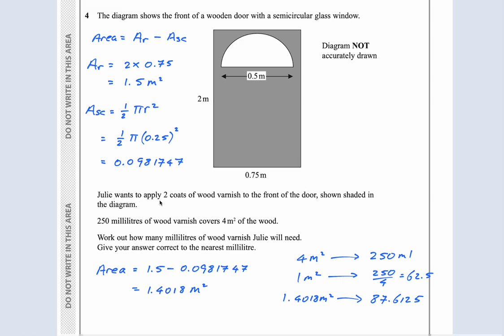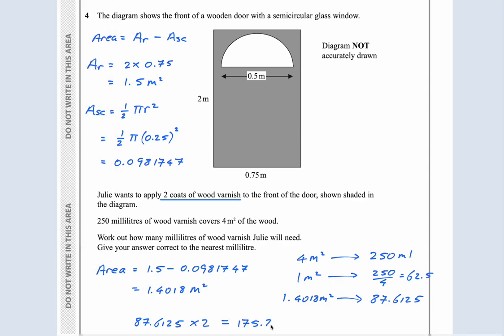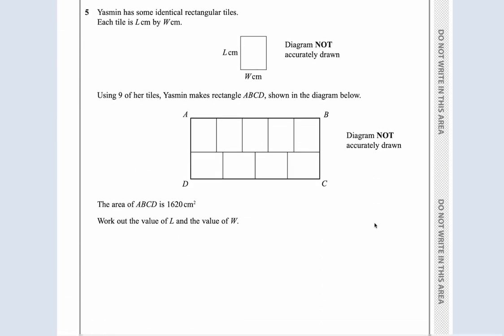It says Julie wants to apply 2 coats of wood varnish. So I need to do 87.6125 times 2 because of the 2 coats of varnish, which gives me 175.225. But to the nearest milliliter, that is 175. So it's 175 milliliters.